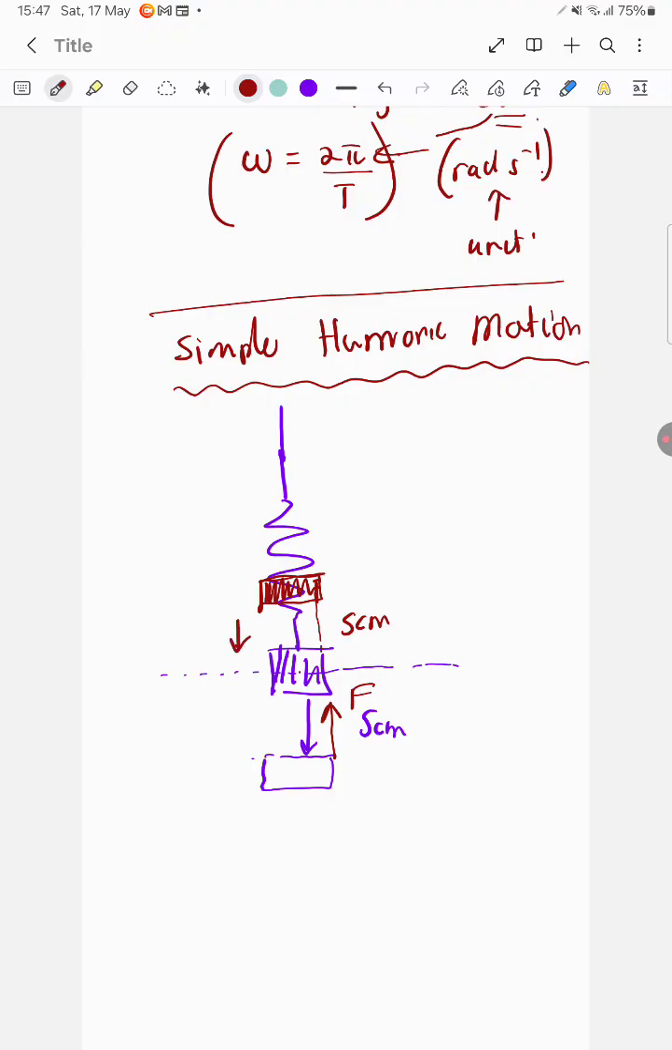So you have this force that's generated by either compressing the spring or extending the spring, and of course a force produces an acceleration. So this is the definition of simple harmonic motion.